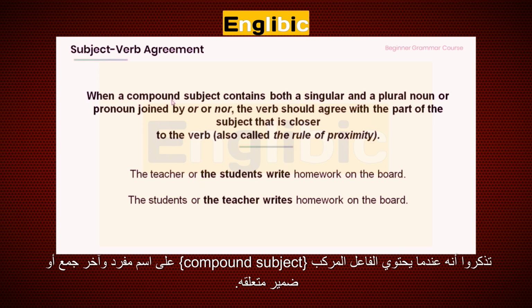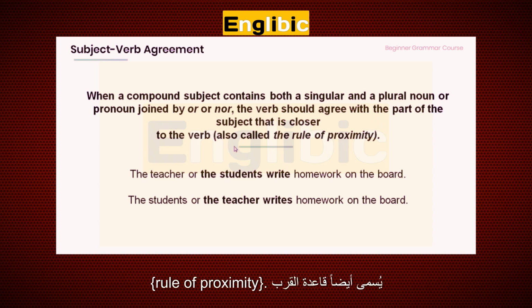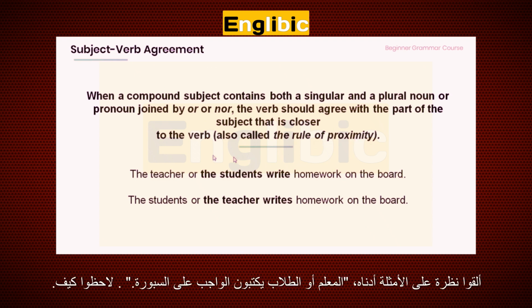Remember that when a compound subject contains both a singular and a plural noun or pronoun joined by or, nor, the verb should agree with the part of the subject that is closer to the verb, and that is also called the rule of proximity. Have a look at the examples below.